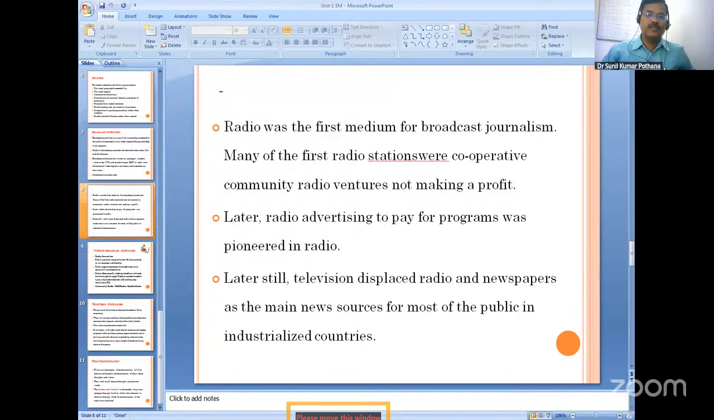Radio was the first medium for broadcast journalism. Many of the first radio stations were corporate community radio ventures, not making a profit. Later, radio advertising to pay for programs was pioneered in radio. Later, and still, television displaced radio and newspapers as the main news source for most of the public in industrialized countries.